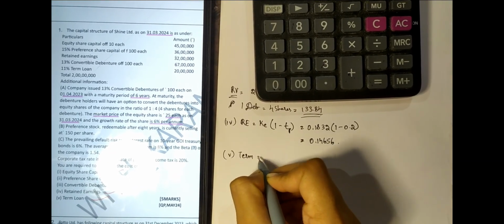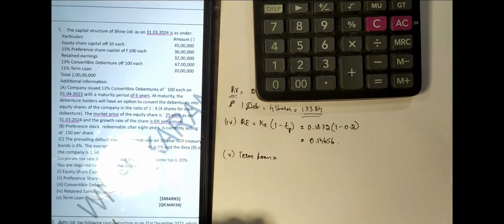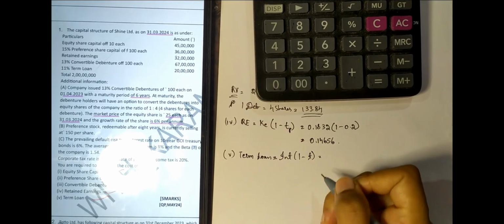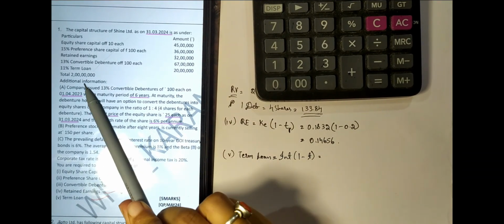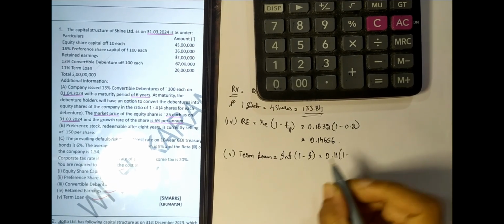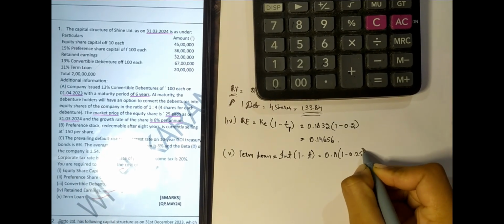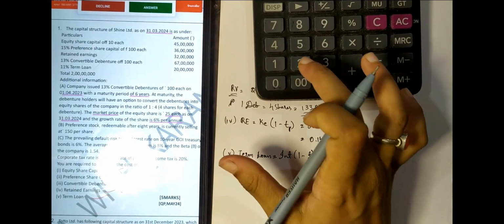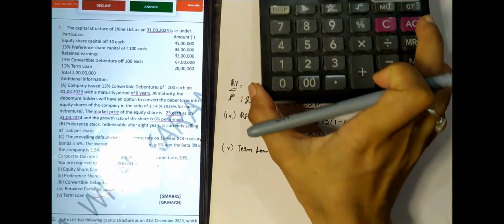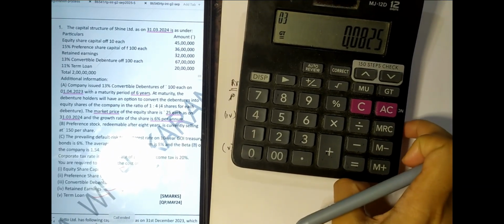And last is the term loan. For the term loan we don't have redemption, net proceeds and so on. It is just interest into (1 minus tax). They have given that the term loan interest is 11%. So 0.11 into (1 minus tax rate). The tax rate is 25%, so 0.11 into 0.75. So this is 0.0825.